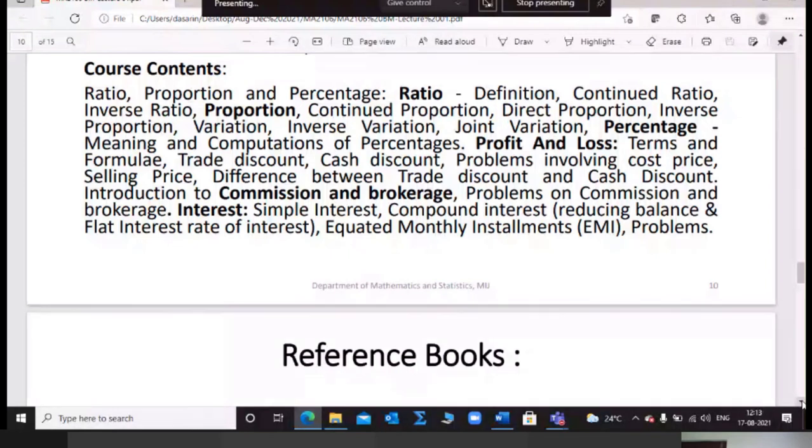After that, we'll enter the percentage concept. The meaning and the computations of the percentage, what percentage of a certain amount is what. So that is the kind of question that we are going to deal with in this percentage concept.